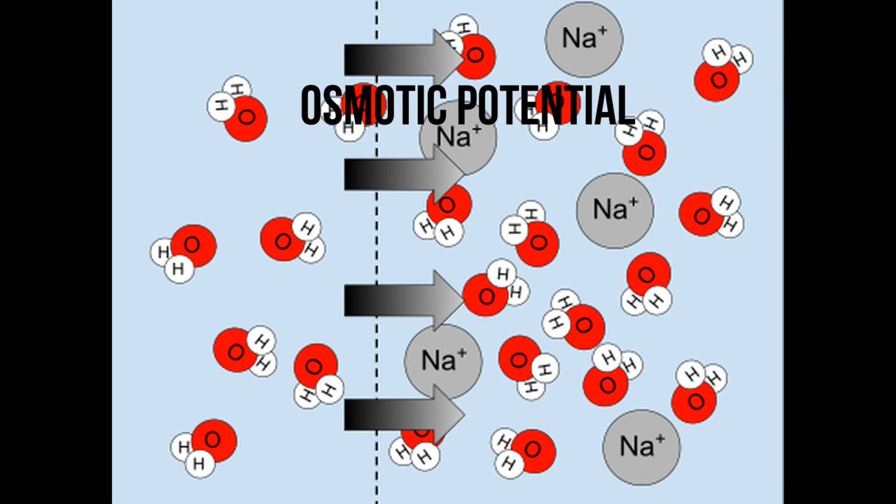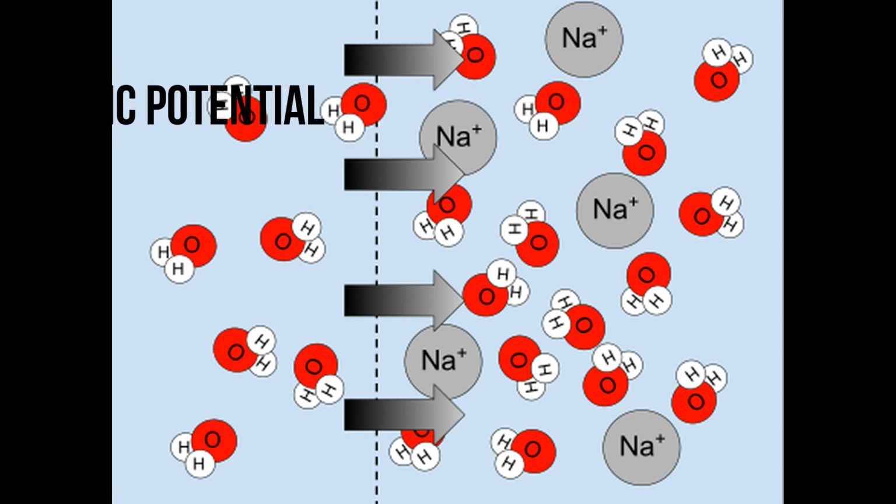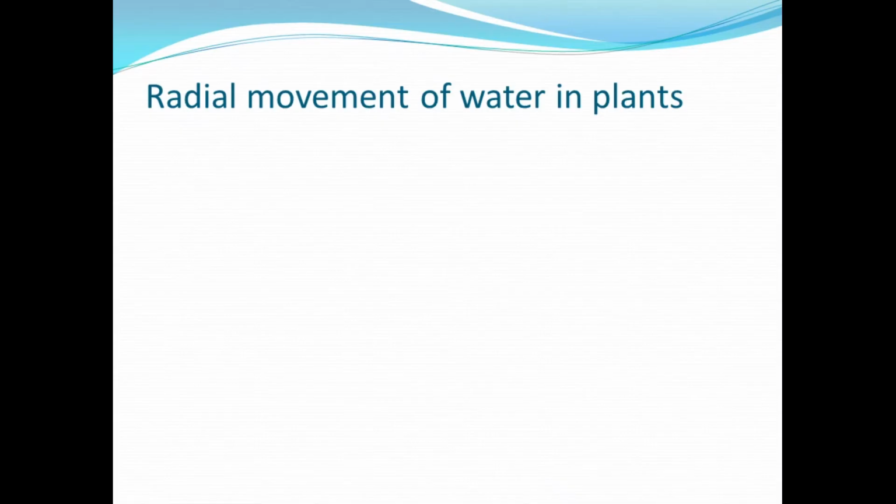Osmotic potential is the potential of water molecules to move from the hypotonic solution, that is, a solution with more water molecules and less solutes, to a hypertonic solution, that is a solution with less water and more solutes, across a semi-permeable membrane. Now let's take a look at the radial movement of water across plants.